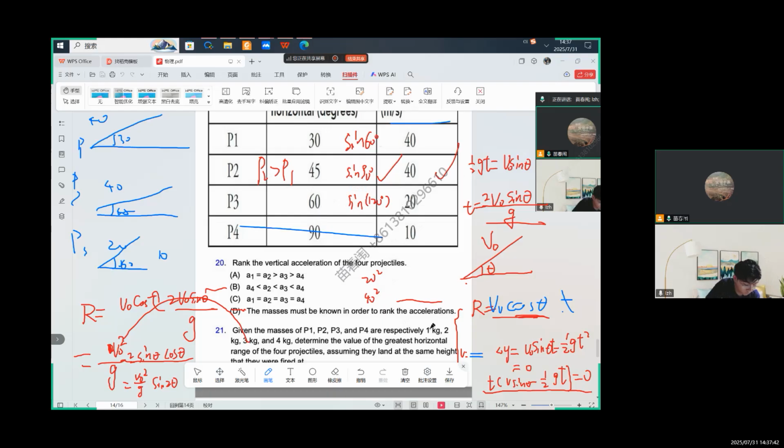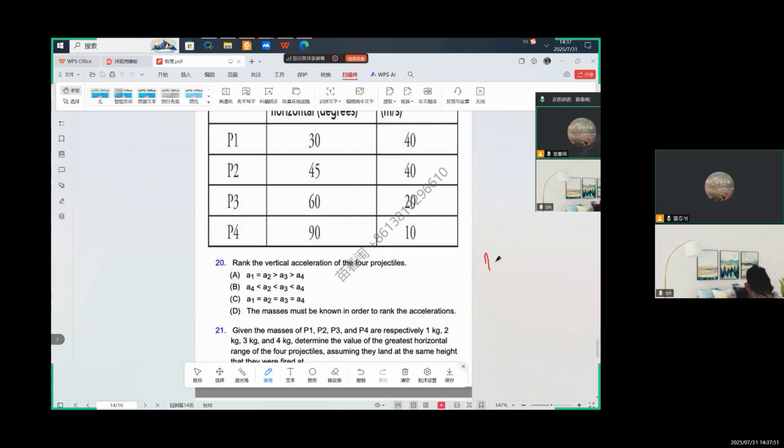If you remember, there is a certain kind of question we will see eventually. If v0 is fixed in this kind of situation, then sine 2 theta, with theta at 45 degrees, gives the maximum value. You can also find this in pre-calculus, where it's also a math problem. Does that make sense? So P2 would be the answer.